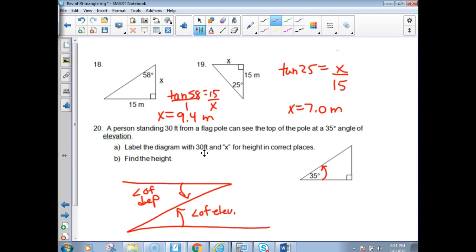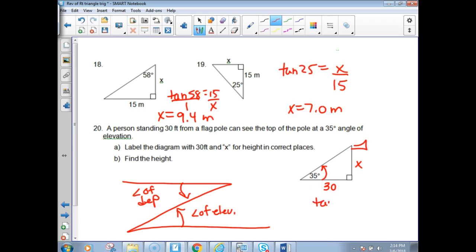Write a labeled diagram with 30 feet and x for the height in the correct places. Okay, so I've got a person standing 30 feet from a flagpole. They've already shown me where the angle is. This must be my flagpole, and I want to know how tall it is, so that must be my x. He's standing 30 feet from the base, not in the air or away from the flag, so we put that on the ground. You can see why it wouldn't be on the hypotenuse, because that's just in the air. There's no string or something.